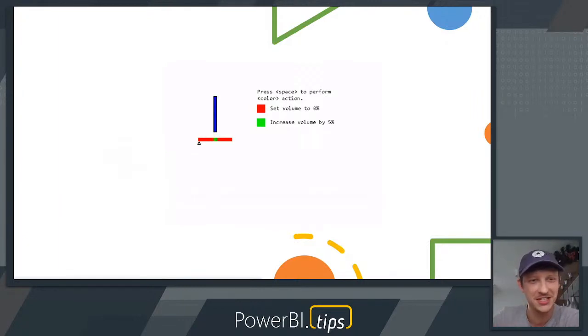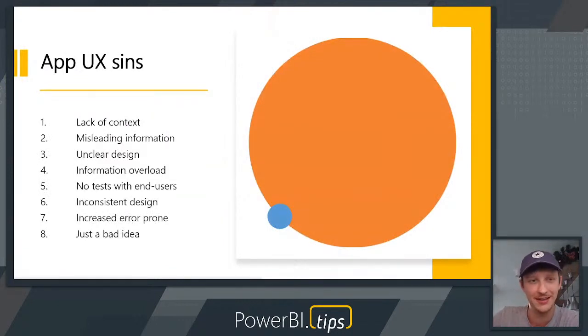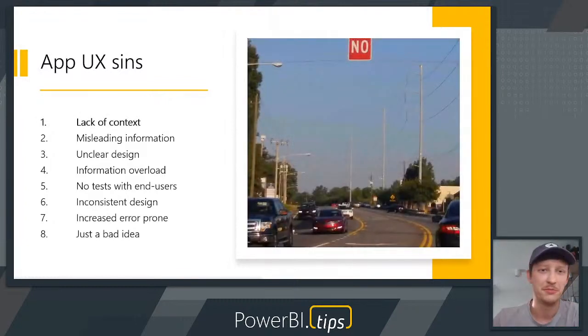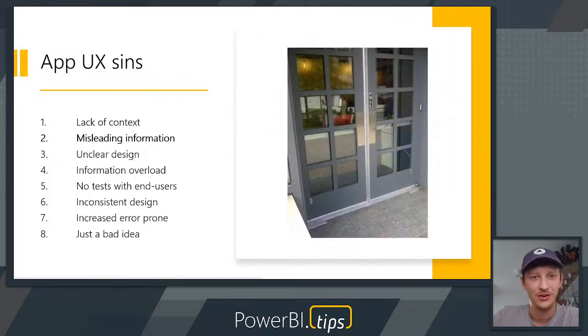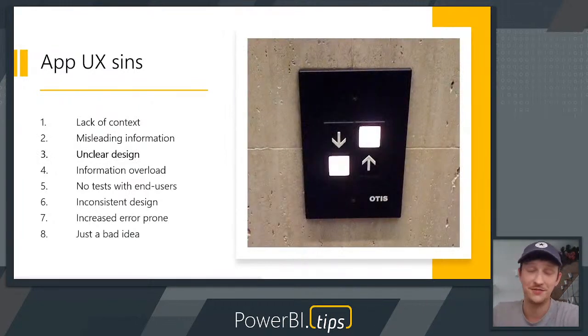Of course, that story doesn't make sense if I don't explain why I actually share it with you. This story in a very nice way shows the main user experience sins that I think all of us have made at least once. We used to make some wrong assumptions and create a screen or a whole application that has a lack of context in the controls, or misleading information, or unclear design. That's the very popular one.